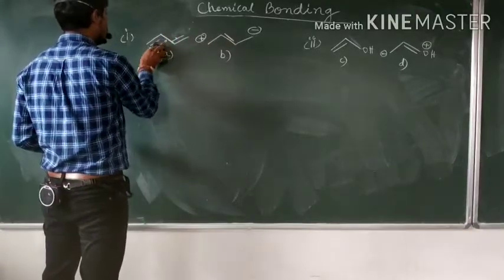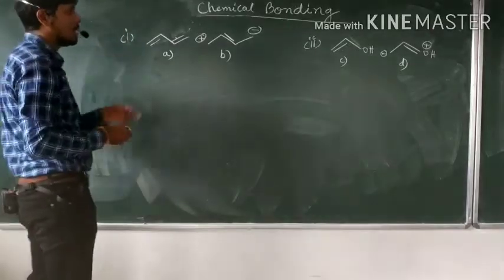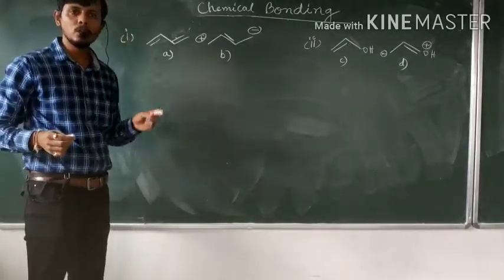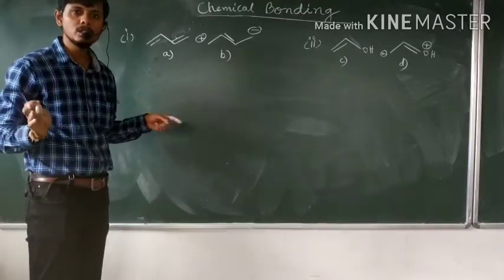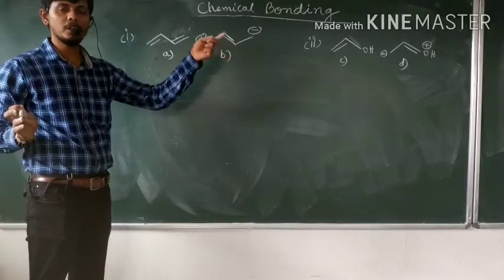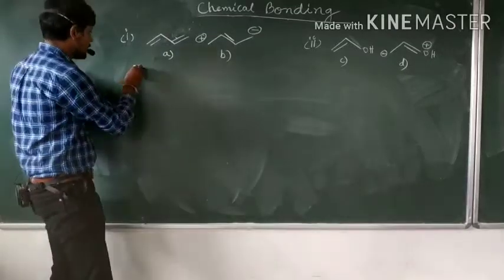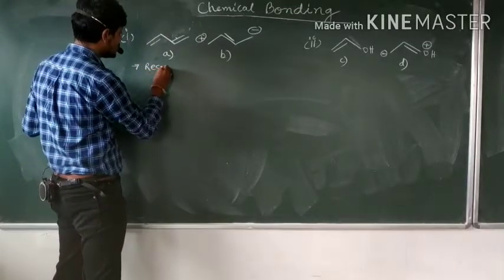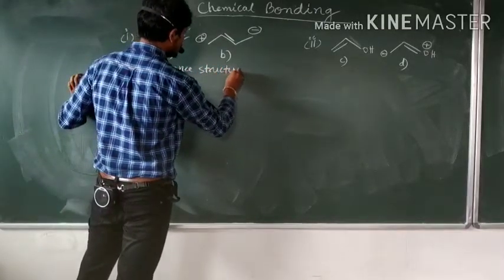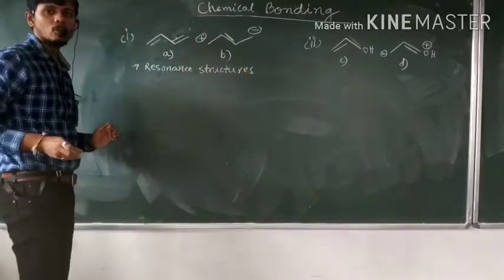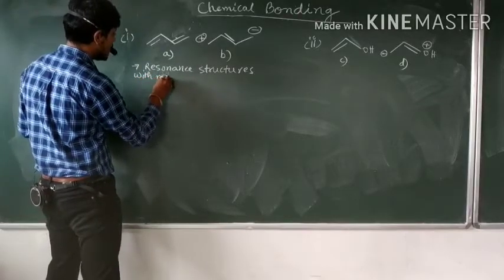Now, how will you check? The first thing to keep in mind is that there is a set of rules, and you have to check the rules one by one. You can't use the second rule skipping the first rule. First rule first, then second rule; if the second rule applies, then the third rule. So the first rule is that resonance structures, also called canonical forms, resonance structures with more pi bonds.